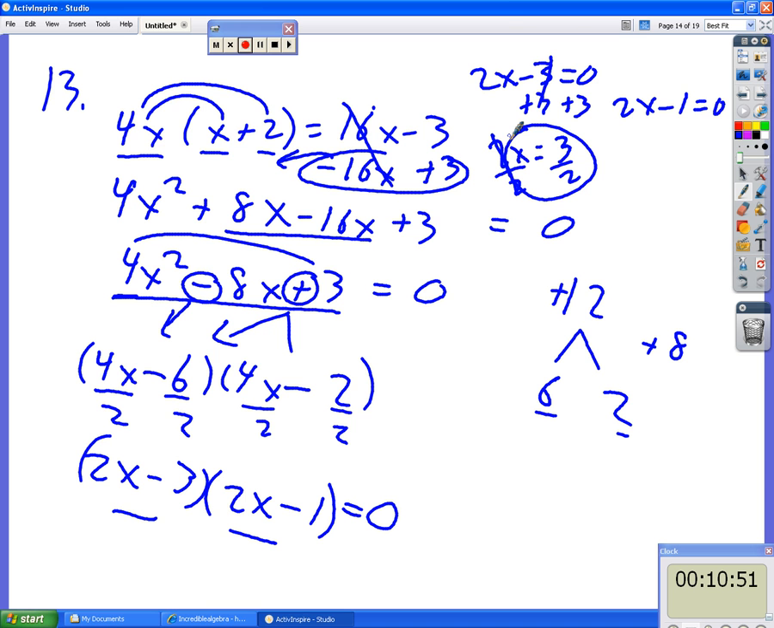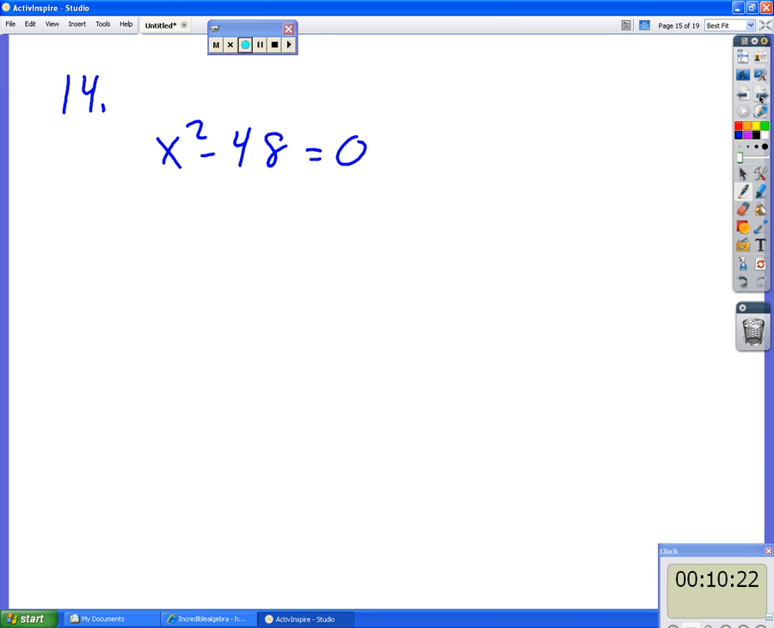First answer. Second one, over here, I'm going to add 1 to both sides. The 1's cancel. I now have 2x equals 1. Divide by 2 on both sides, the 2's cancel, and x is equal to 1/2. Those are the two numbers that make this problem true. You put everything on one side, you factor it, and then you solve the factors for 0. That's number 13.